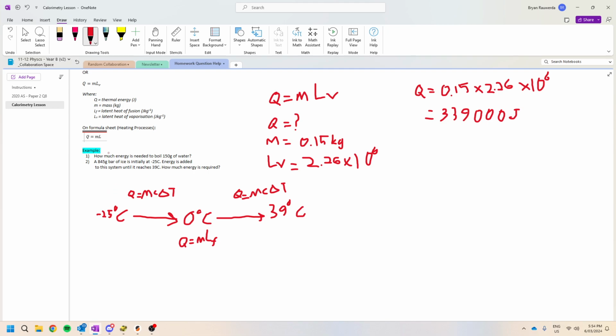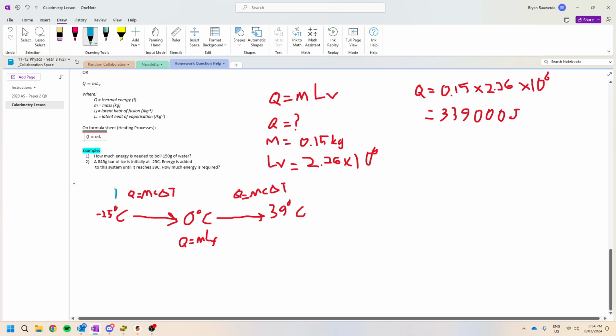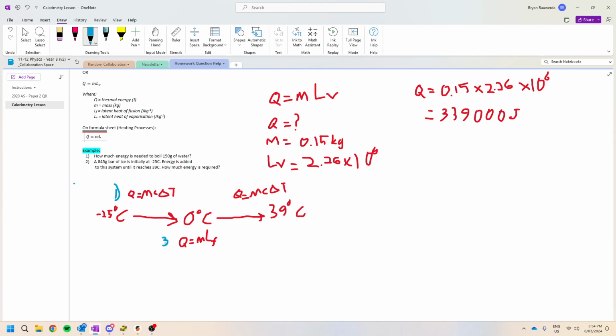So we have to do it in 3 separate steps. Step number 1 gets our first Q value from here to here. Step number 2, over here, gets our phase change Q value. And step number 3 gets our final 0 to 39 degree Q value. And then we're going to add 1 plus 2 plus 3. So total Q_T equals Q of 1 plus Q of 2 plus Q of 3. And that's how we get that one.